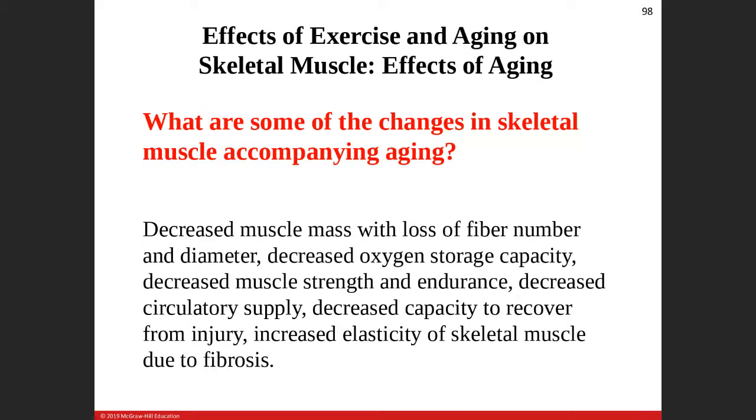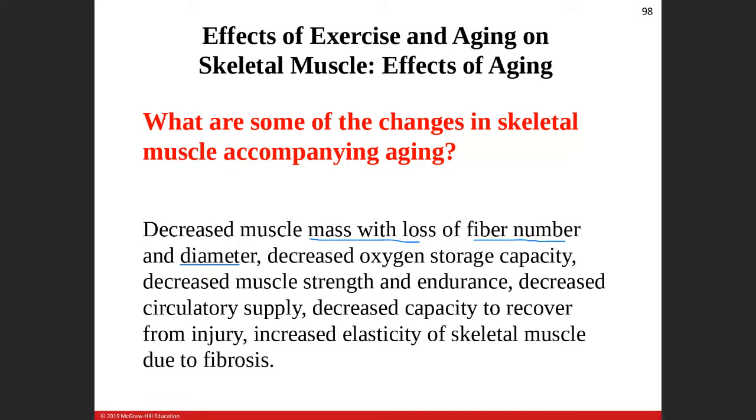All right, so what are some of the changes in skeletal muscle with aging? Like I said, a decrease in muscle mass due to a decrease in fiber number. Because the fiber number decreases, so does the size of the muscle, the diameter.